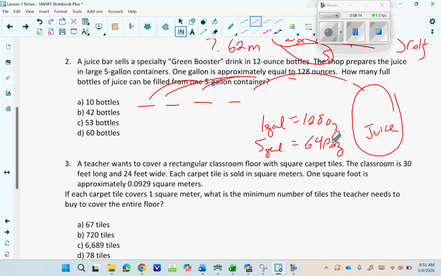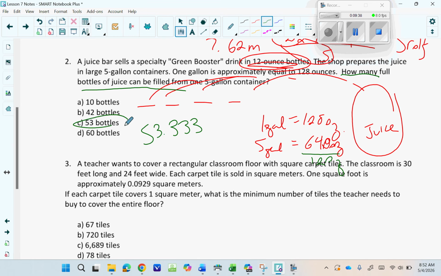So I'm going to take 640 ounces and divide that by the number of ounces in the bottle. So I'm going to take 640 divided by 12, and that's going to give me the number of bottles I need. So I need about 53.33333 bottles. It says how many full bottles of juice can be filled, so that would be 53.